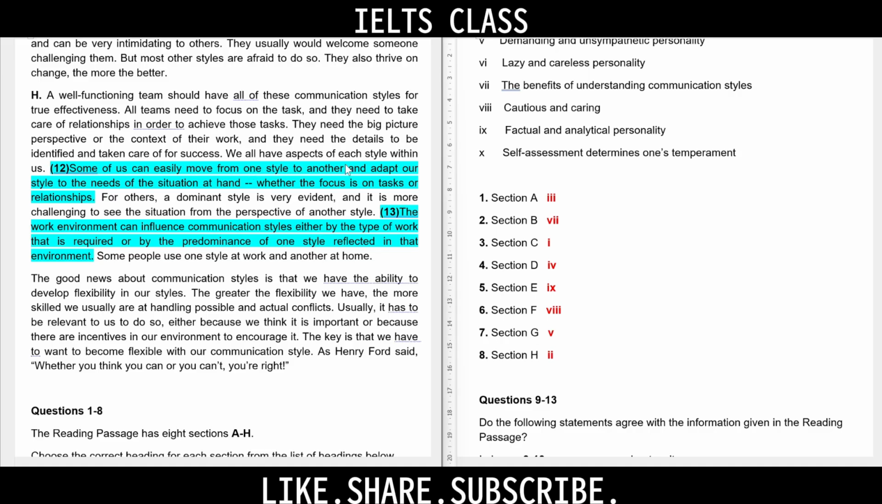We all have aspects of each style within us. Some of us can easily move from one style to another and adapt our style to the needs of the situation at hand, whether the focus is on tasks or relationships. For others, a dominant style is very evident, and it is more challenging to see the situation from the perspective of another style. The work environment can influence communication styles either by the type of work that is required or by the predominance of one style reflected in that environment. Some people use one style at work and another at home.